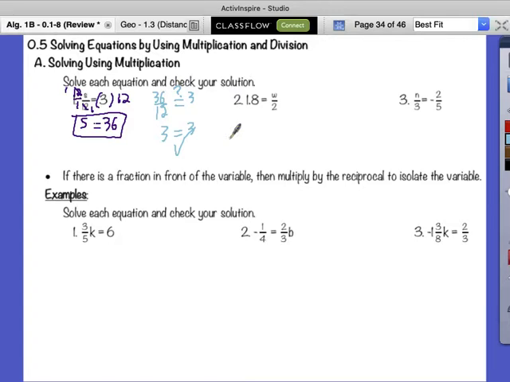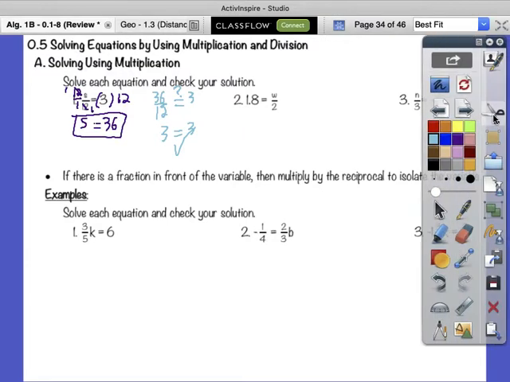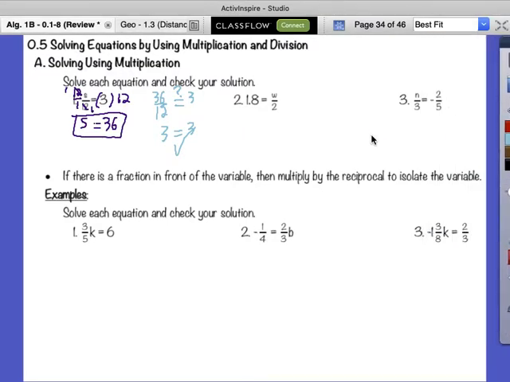On number 2, 1.8 equals w divided by 2. What is happening with our variable w? Being divided by 2. How do we get rid of the division? Multiply by 2. Or 2 over 1, right?